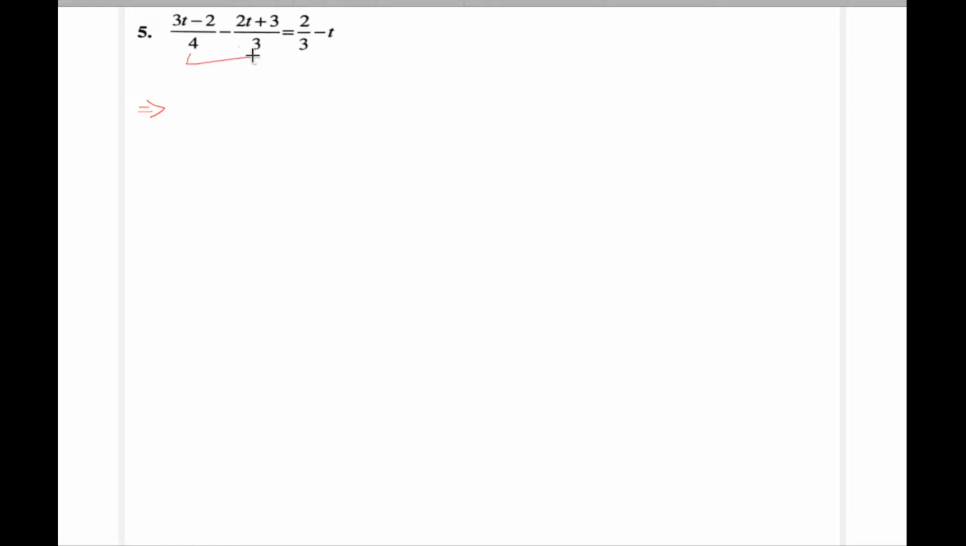Okay. So, first we will take the LCM over here. Now, first we will write down whatever is given to us. Minus (2t plus 3) by 3 equals 2 by 3 minus, this t can be written as t by 1. Okay. Now see, we have to take the LCM of these numbers. The LCM of 3 and 4 is 12.